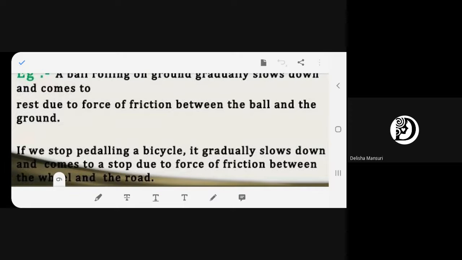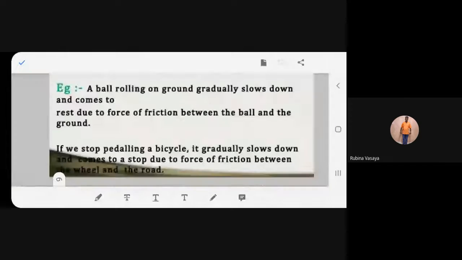Did you understand? All of you? So there are two forces acting. One is the pedaling force, that is the external force, and the other is the frictional force, which is due to the contact of two bodies. Is it clear?